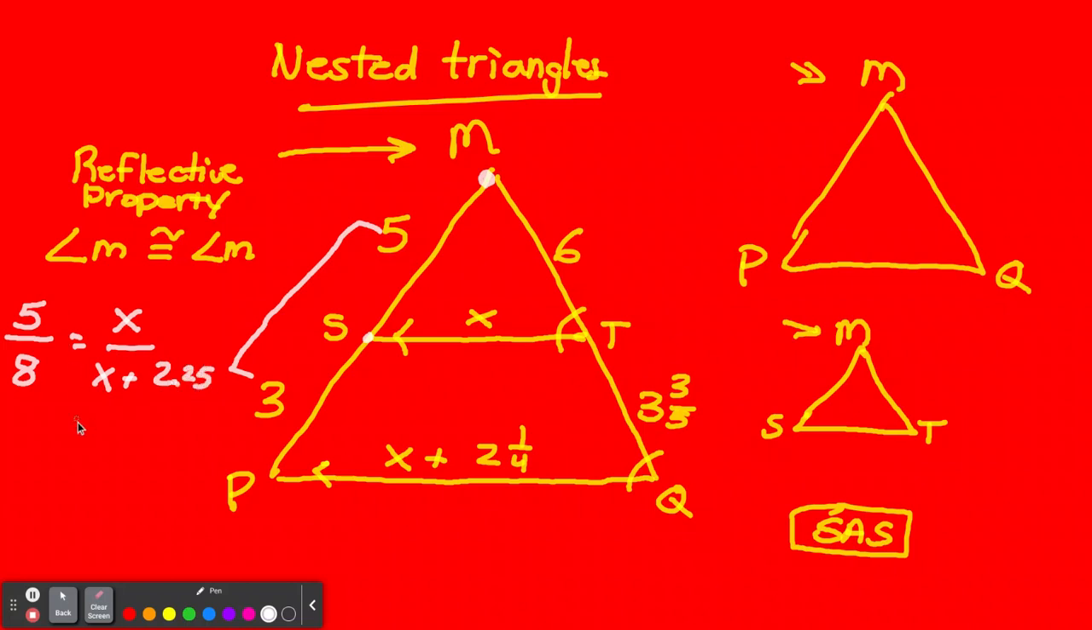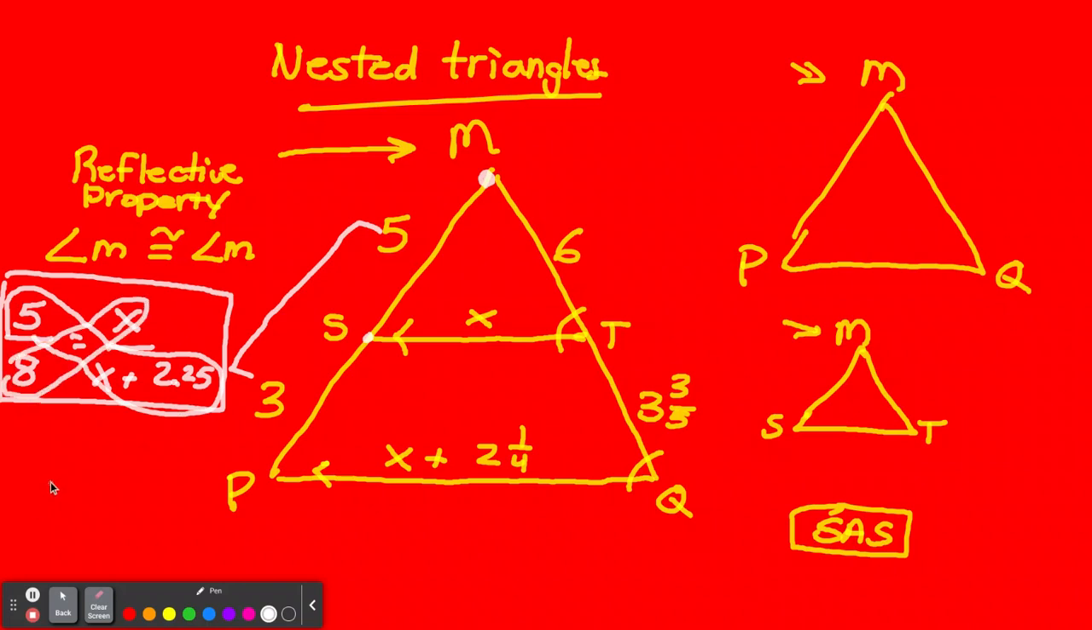So we set up a ratio, just like that. Put a little box around it. And now if they're similar, they'll have congruent ratios. So all we do is just cross multiply. We're going to do 5 times x plus 2 1/4, and then 8 times x. So let's try to make it a little smaller here. We have 5 times x plus 2 1/4, or 2.25. And we want that to equal 8x.